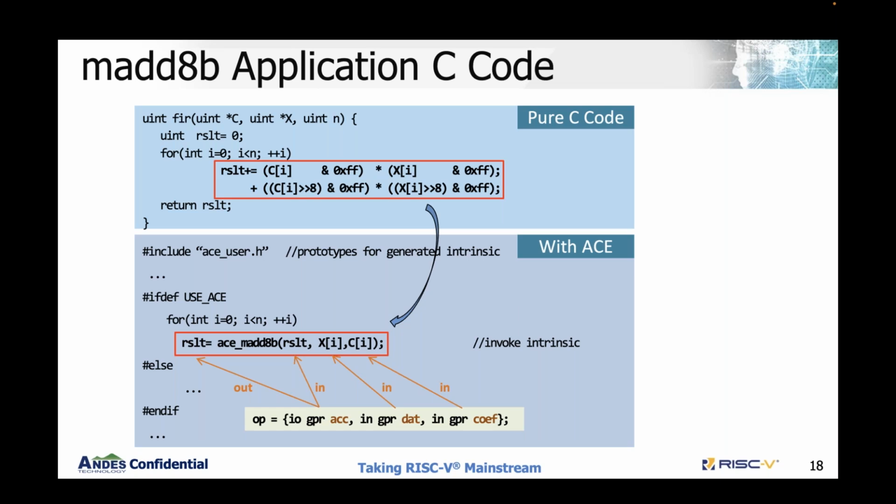Once you're done with the Copilot, Copilot will automatically generate an intrinsic function for you. So you can put that intrinsic function back into your software, and you can run your simulation using your new intrinsic function to see the performance enhancement.